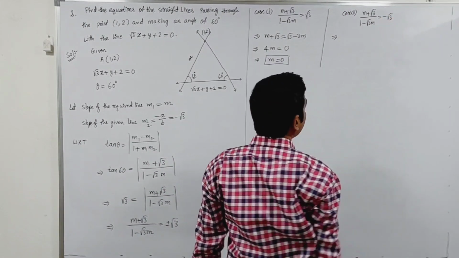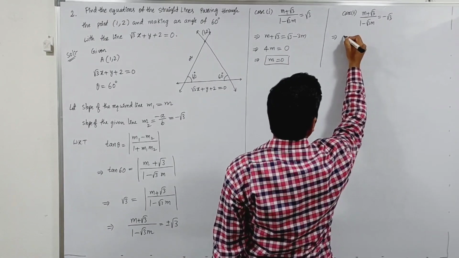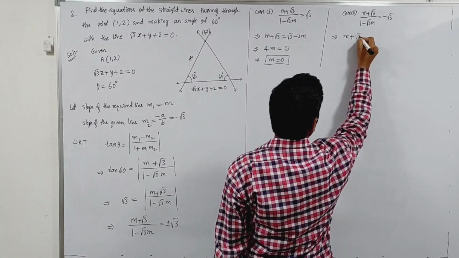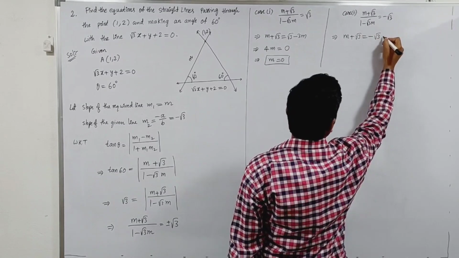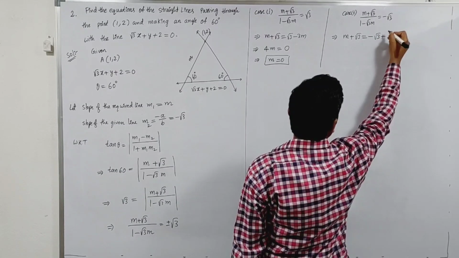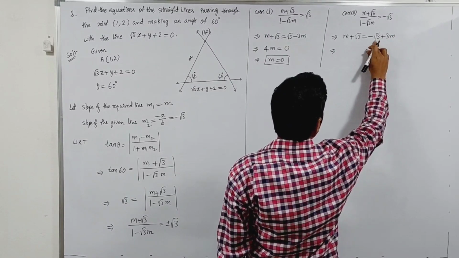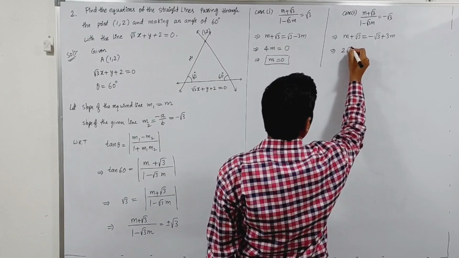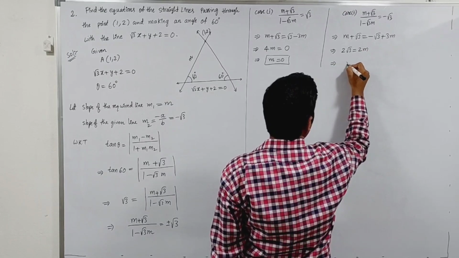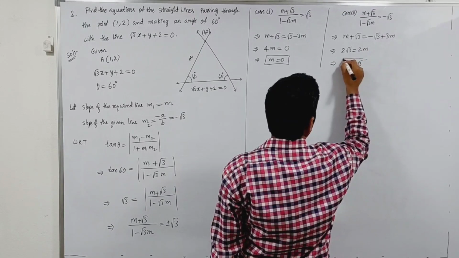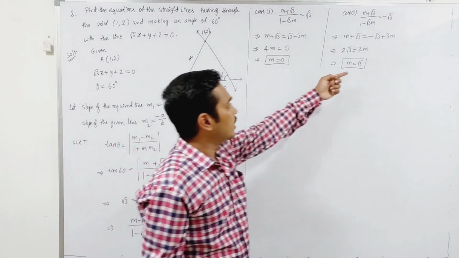Now the second case: (m plus root 3) by (1 minus root 3 m) is equal to minus root 3. This is the minus case, the negative case. Now simplify this equation. m plus root 3 is equal to 1 into minus root 3, that is minus root 3, and minus into minus gives plus root 3 into root 3 m, that is 3m. From this, send m to the right side and minus 3 to the left side, that is root 3 plus root 3 equals 3m minus m, which is 2m. So m is equal to root 3. We get two values of m: the slope of the first required line and the slope of the second required line.